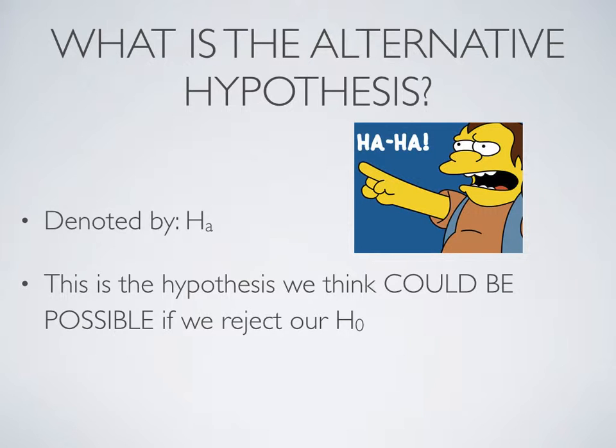What is the alternative hypothesis? Well, we denote that by HA. Just like the null hypothesis is the H0, the alternative hypothesis is the HA. Again, I'll be using these terms interchangeably. The HA is a hypothesis that we think could be possible if we rejected our H0. So if we found enough evidence to say that our H0 is not true, then we can say that our HA could be possible. Like our HA could happen.